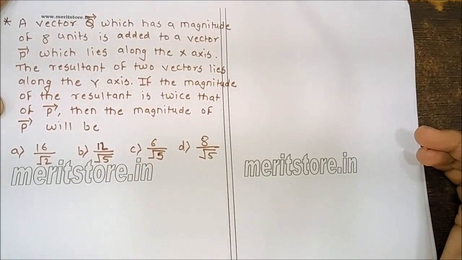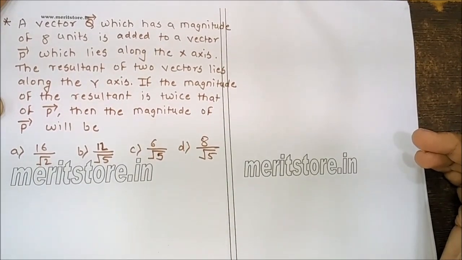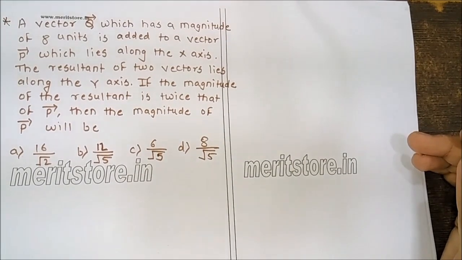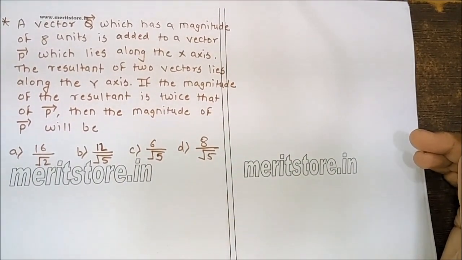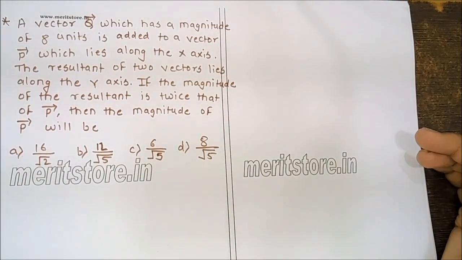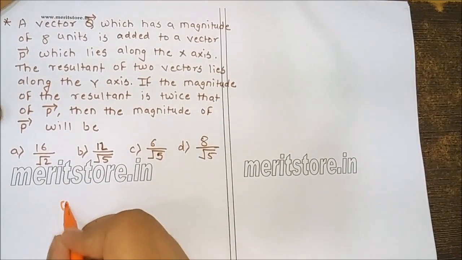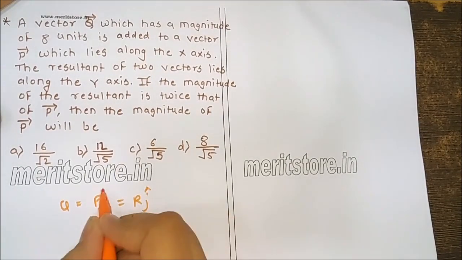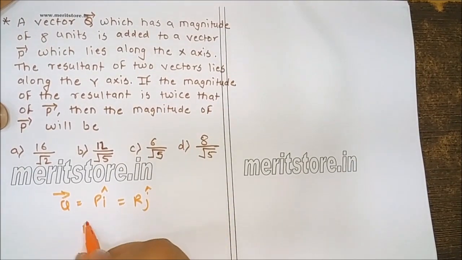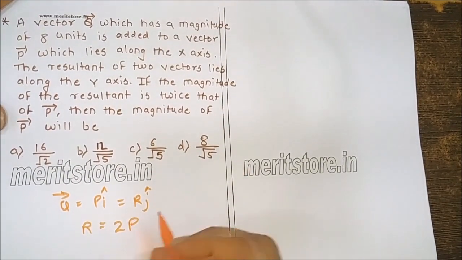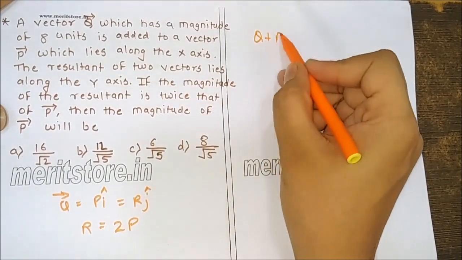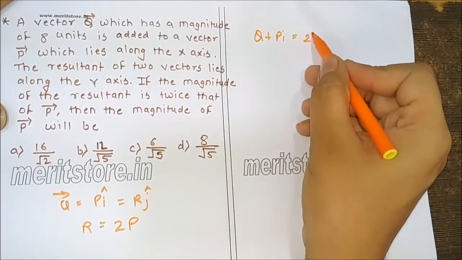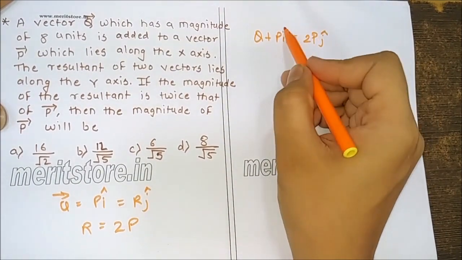A vector q which has a magnitude of 8 units is added to a vector p which lies along the x-axis. The resultant of the two vectors lies along the y-axis. If the magnitude of the resultant is twice that of p, then the magnitude of p will be. Now to solve this question, we know q plus pi is equal to rj, but the value of r is equal to 2 times p. So q plus pi is equal to 2 times pj.